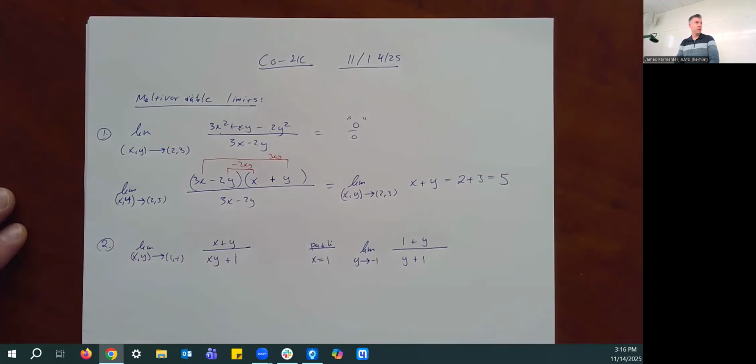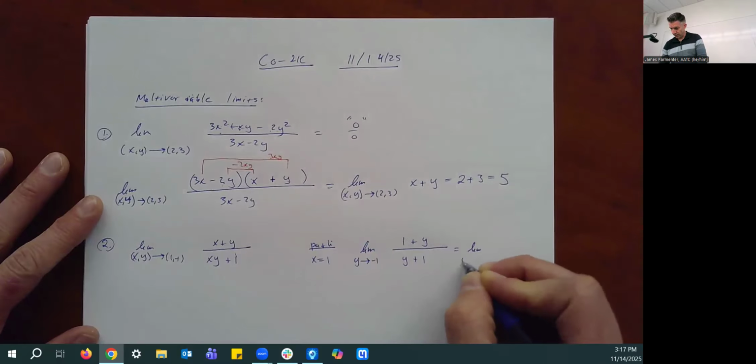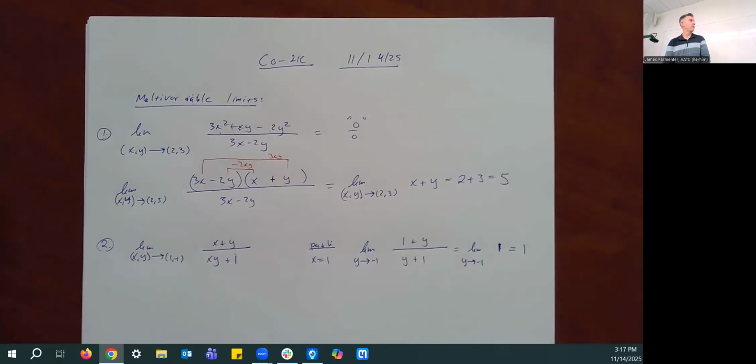And now the limit as y approaches -1 of (1 plus y) over (y plus 1): well, 1 plus y divided by y plus 1 is always equal to +1. So we have the limit as y approaches -1 of 1, which is just 1. So now what we hope to do is find a different path that gives us a different result, because then we can say the limit doesn't exist.